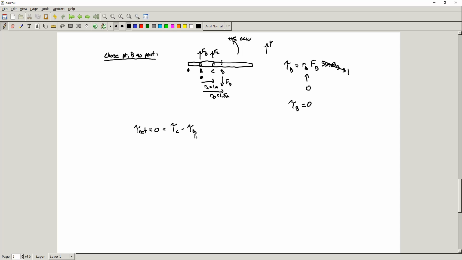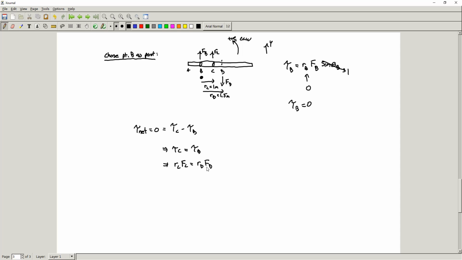Our FC is operating in the counterclockwise direction for our torque here, so it's positive, and our FD is operating in the clockwise direction, so it comes in with a negative sign, right? And both of those need to be equal to 0. So what does that tell us? Well, that tells us that they are equal to one another. So tau C equals tau D, and we can rewrite those in terms of their R values and the forces. So we end up with RC FC equals RD FD, right?